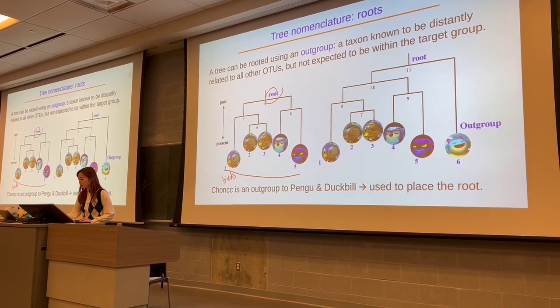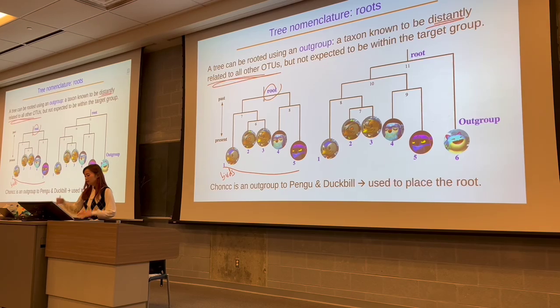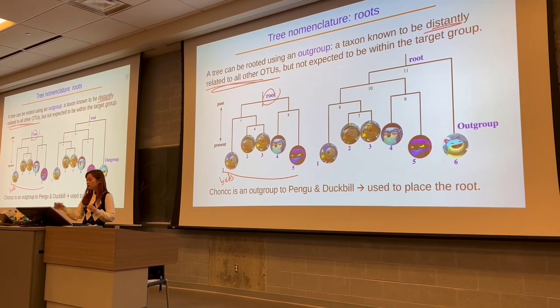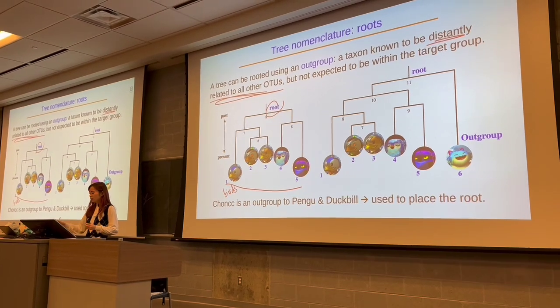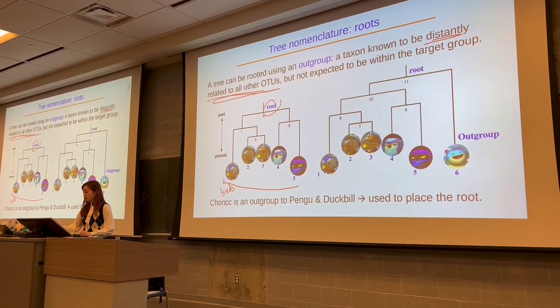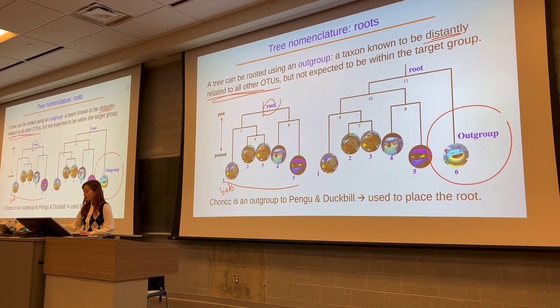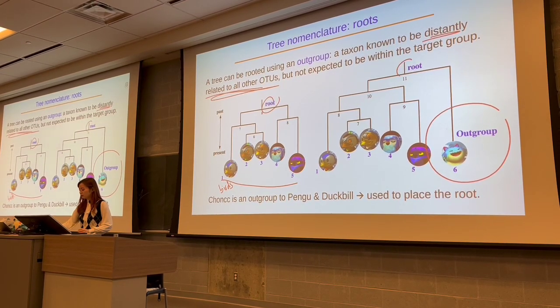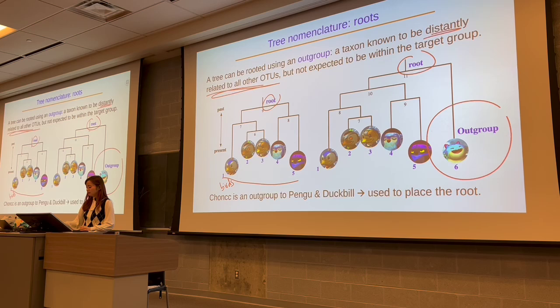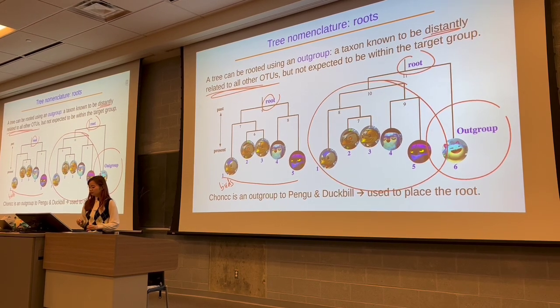So an outgroup is a taxon that's distantly related, as all things are. But we know that chonk is not expected to be within the target group. So we know chonk is not a bird. We can include chonk in the tree, and then use chonk as an outgroup to root the tree, and then that could help us find the root here, and then we know that this is all one group.